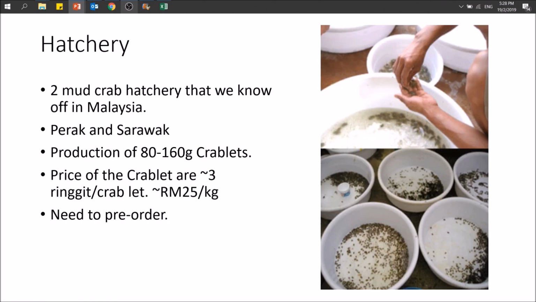The second mode of production is what we call hatcheries. In Malaysia, we know of two hatcheries, one in Perak and one in Sarawak. In the Philippines, there are also many smaller decentralized groups, and this is the same for Vietnam. In general, there are not a lot of hatcheries, and it's difficult to consistently produce crablets. The price for crablets in the 80 to 160 gram range is about 20 to 25 ringgit per kilo, which is about $4 to $5 US. And they usually have to be pre-ordered in order to get a consistent supply.